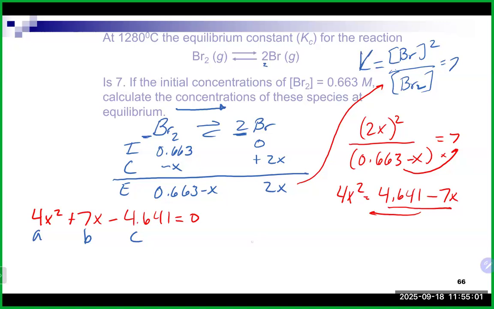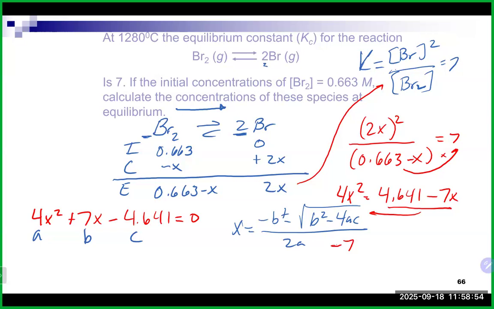So we're going to go into our quadratic here, which is x is equal to minus b plus or minus the square root of b squared minus 4ac, divided by 2a. No more technical difficulties, hopefully. All right, so we're going to put it in there.